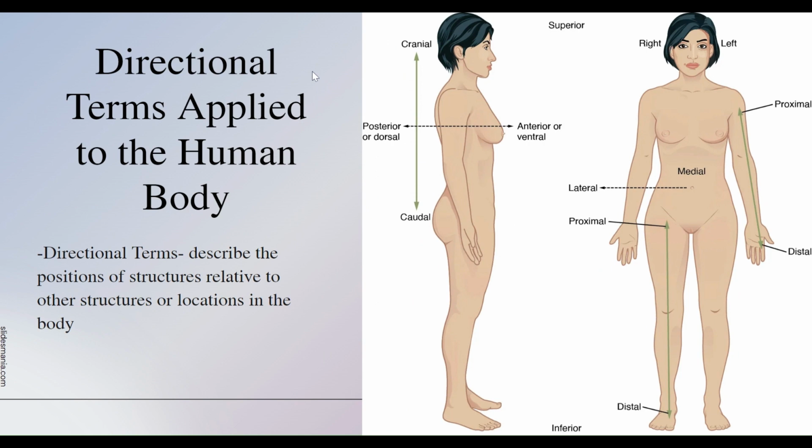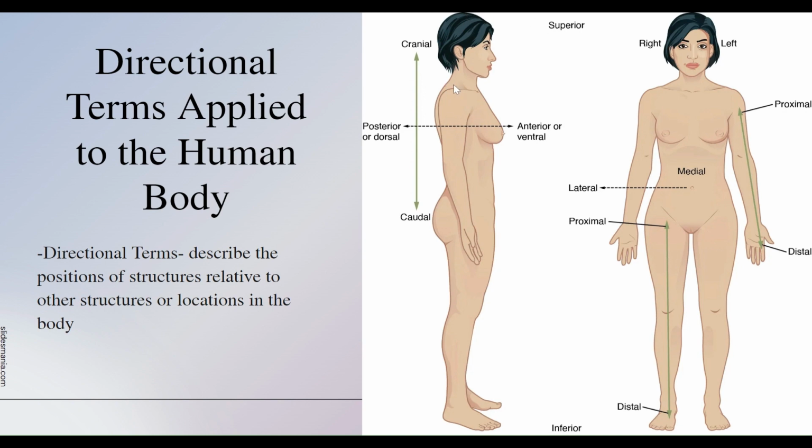So here are some more directional terms applied to the human body. Again, it's very important to be able to distinguish one part of the body from another. So that's why there's so much terminology involved here. Directional terms describe the positions of structures relative to other structures or locations in the body, right? So basically just saying in relation to this organ or this part of the body, it's on this side of that body part. So here we see again cranial, right?